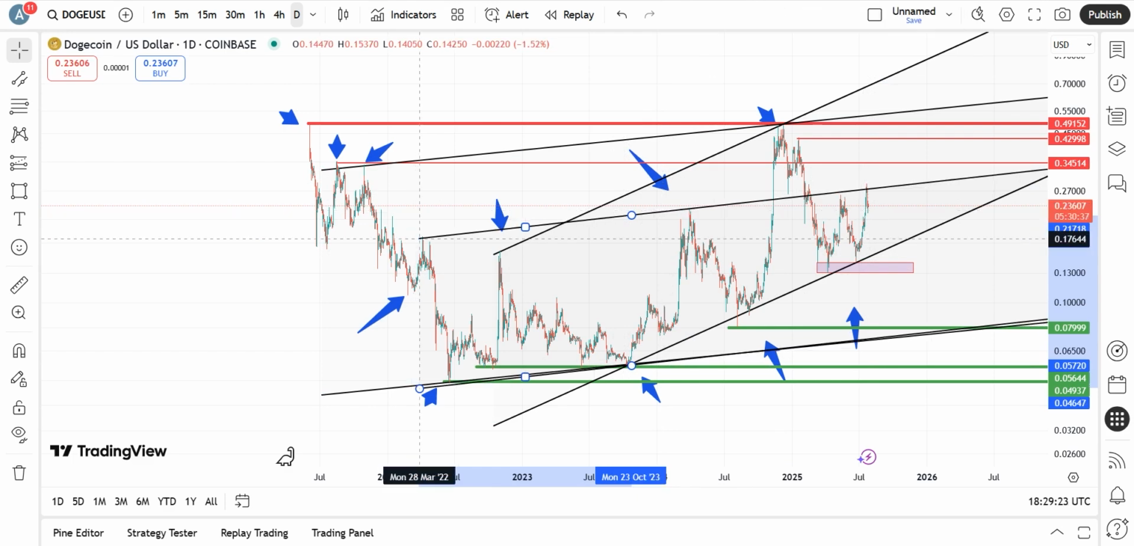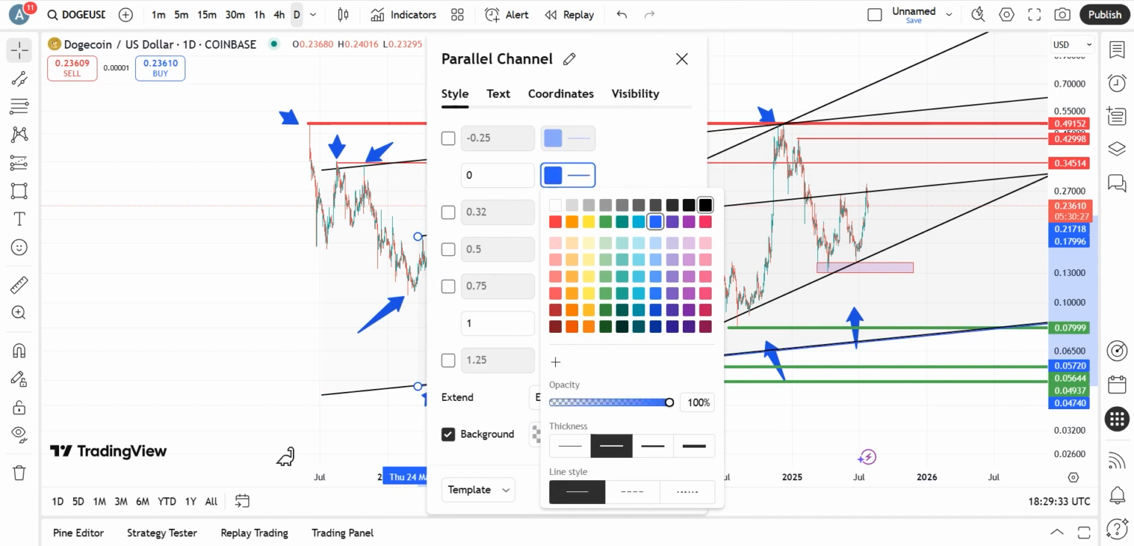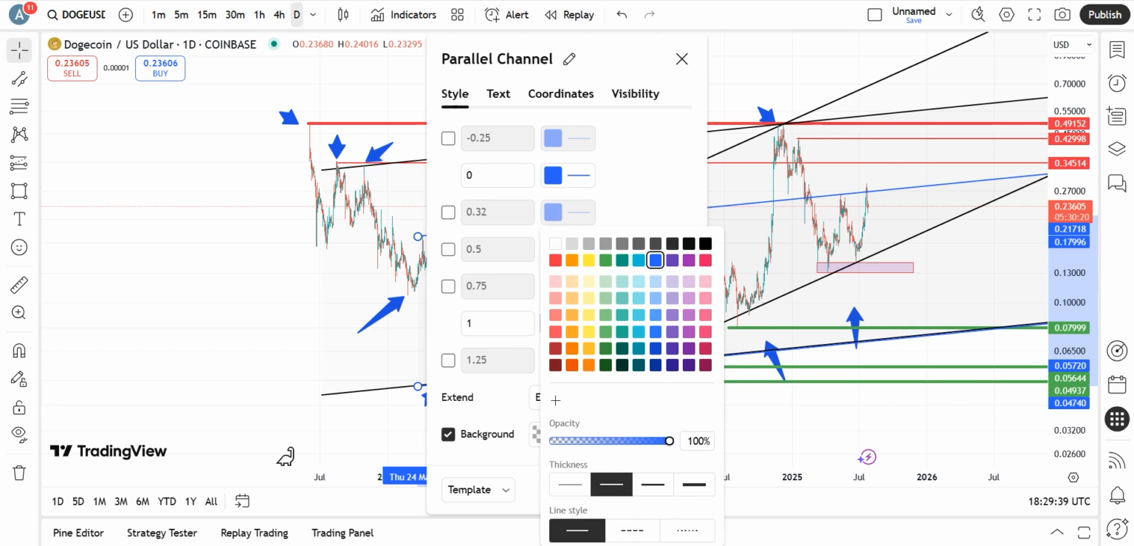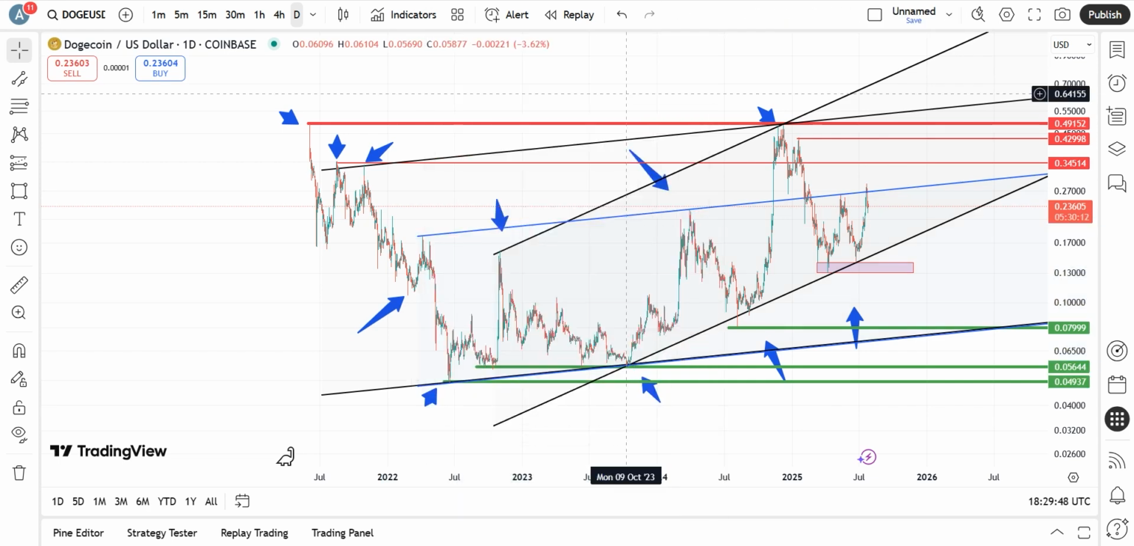Should we change the color to see it better? Let's put it on blue. Is it okay on blue? Let's see. We put it blue. This one also blue. The background would be blue, and it's all blue. Okay, let me remove these.